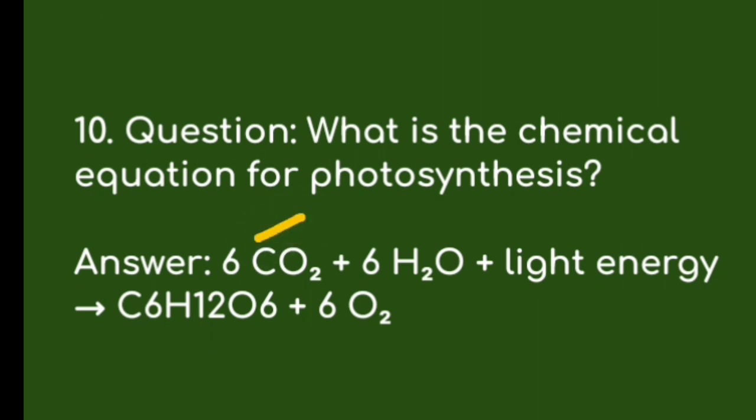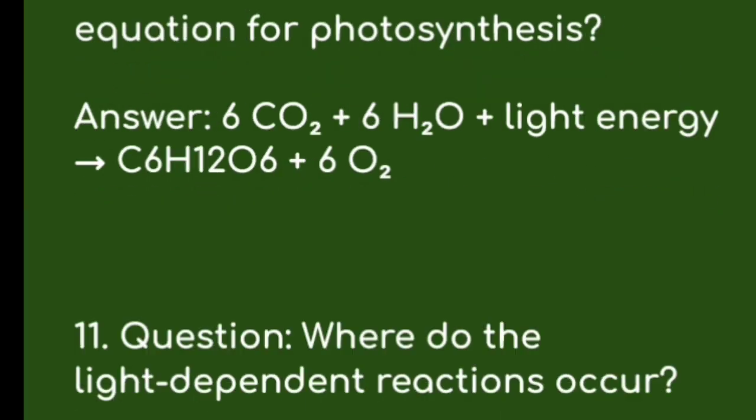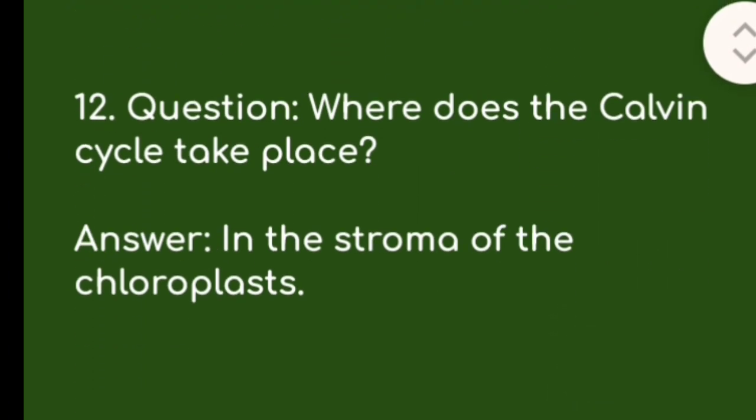The answer is 6 molecules of carbon dioxide with 6 molecules of water in the presence of light convert into glucose and release oxygen as byproduct. Number 11. Where do the light dependent reactions occur? The answer is in the thylakoid membranes of the chloroplast. Number 12. Where does the Calvin cycle take place? The answer is in the stroma of the chloroplast.